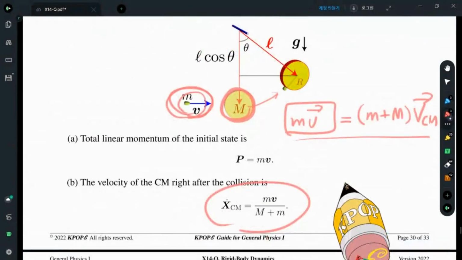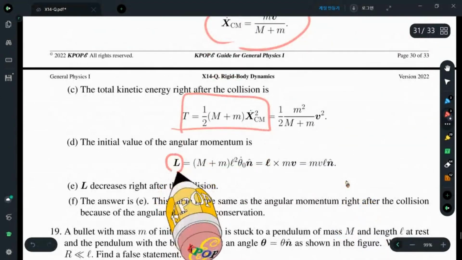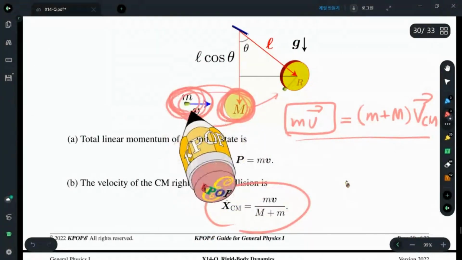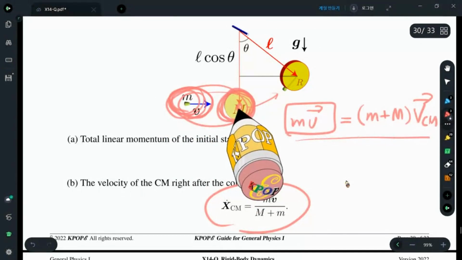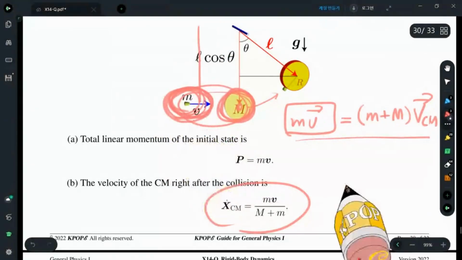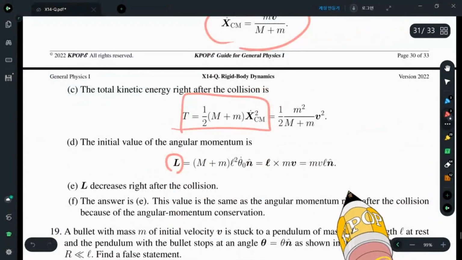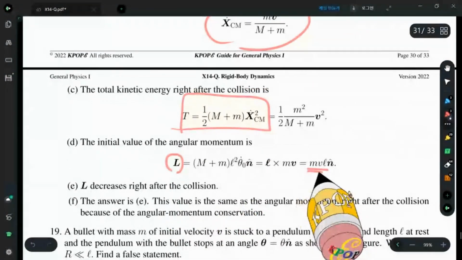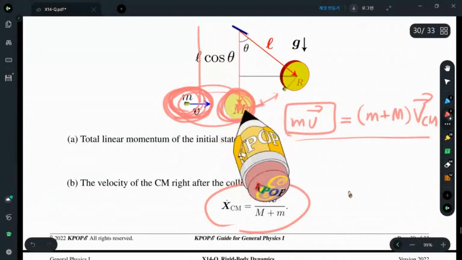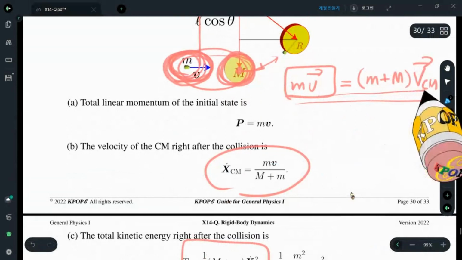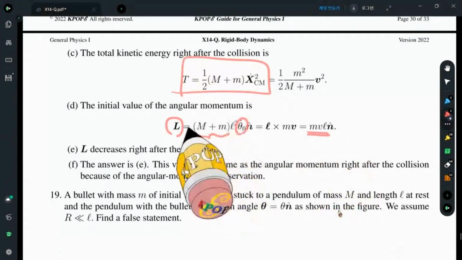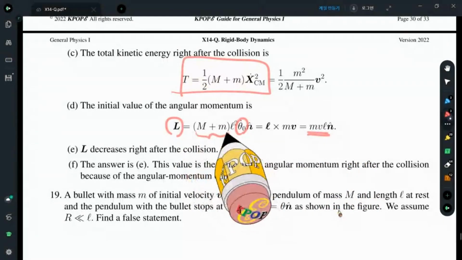Again, during this process, what we have is angular momentum. Angular momentum is the motion of this composite object, or this one only, because this one did not have any angular momentum. Initial angular momentum is just the perpendicular distance multiplied by the linear momentum mv. That is this. And the theta dot, when we consider the theta dot right after collision, then we have to consider the motion of the composite particle, not a single bullet, but they combine together and they rotate simultaneously.